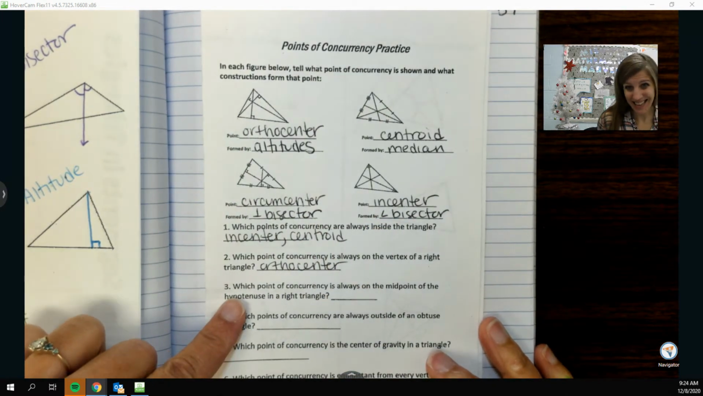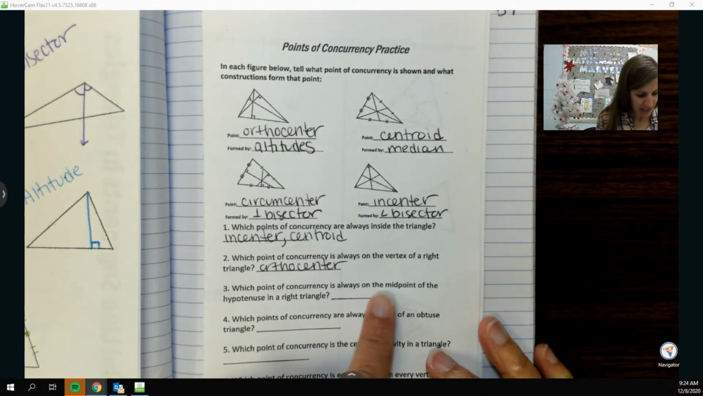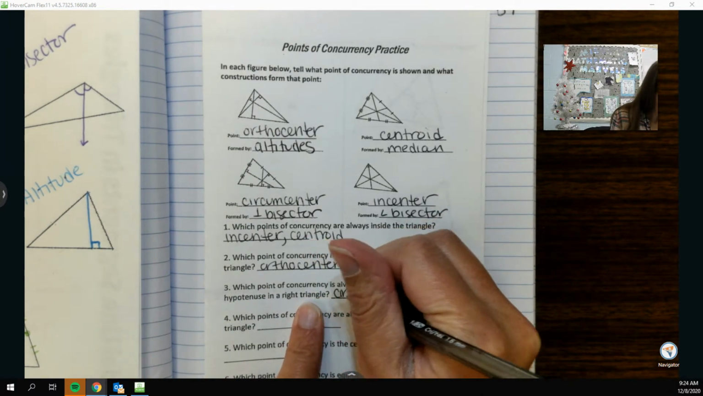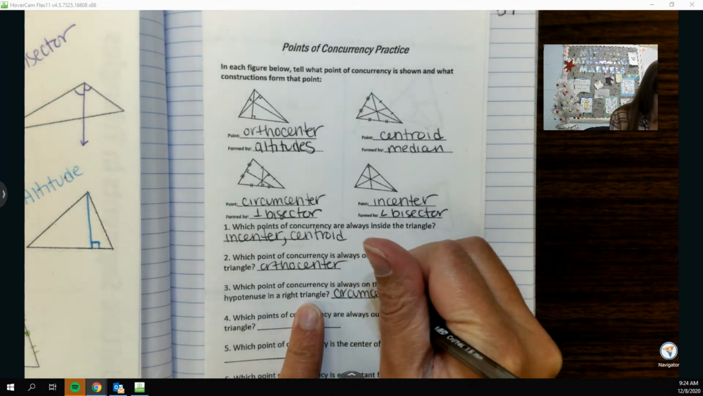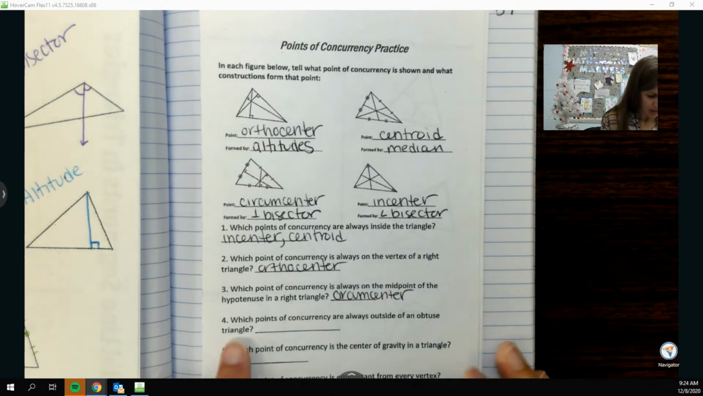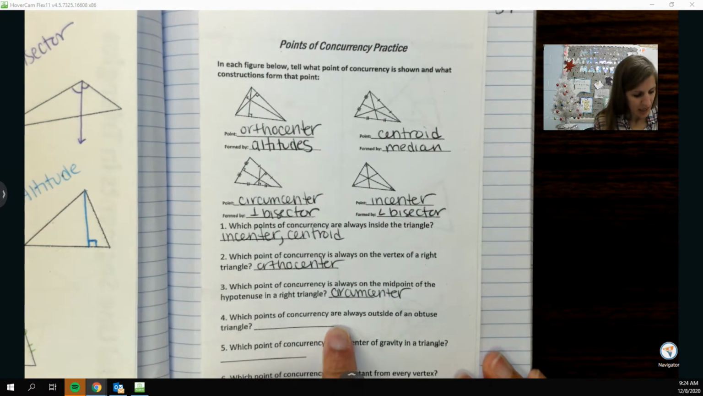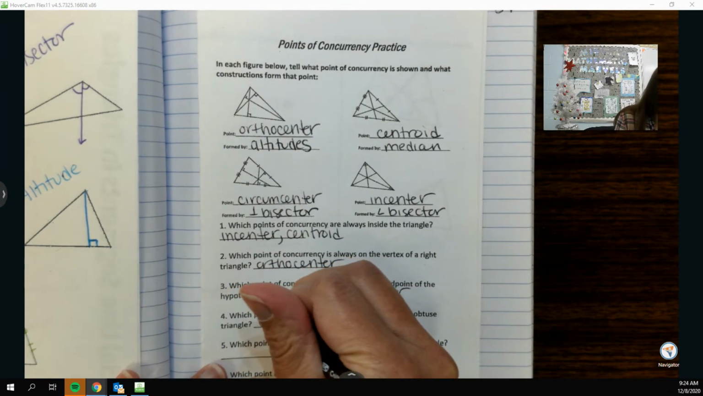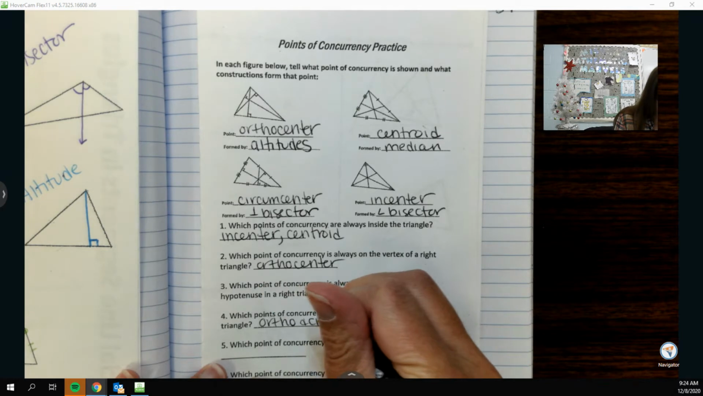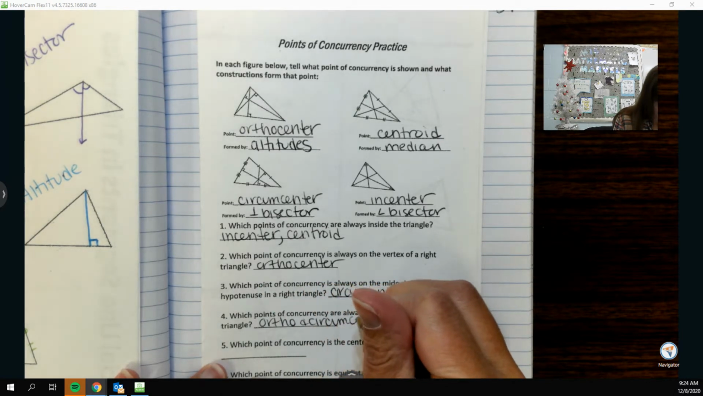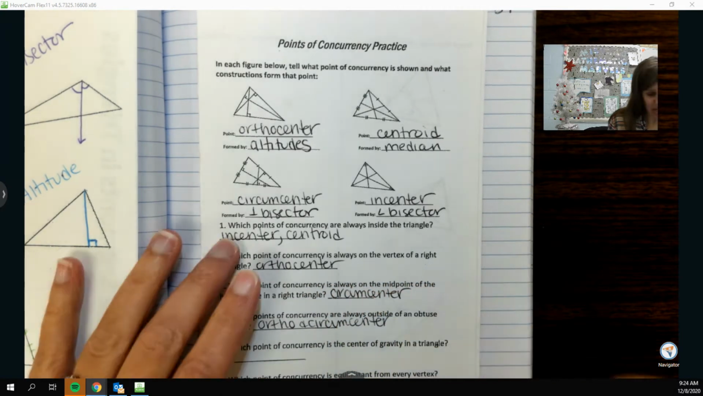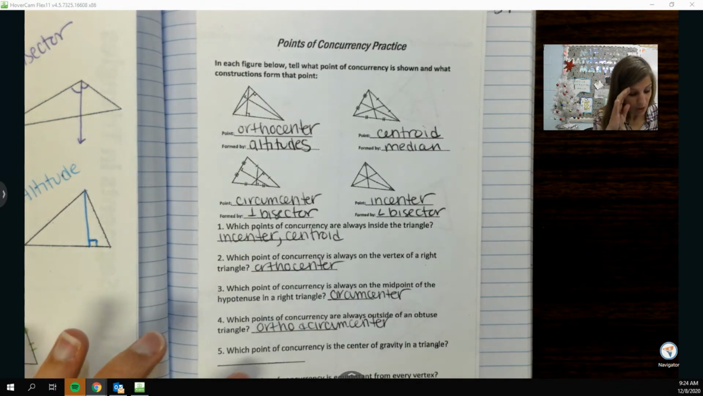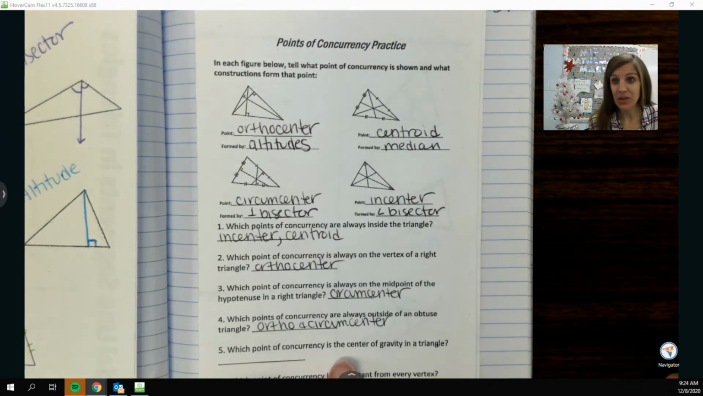So then I think that answers this next one. Which point of concurrency is always on the midpoint of the hypotenuse? That would be a circumcenter. Which points of concurrency are always outside of an obtuse triangle? That's our ortho and circumcenter. Again, if the incenter and centroid always have to be inside, can't be those. Which point of concurrency is the center of gravity?